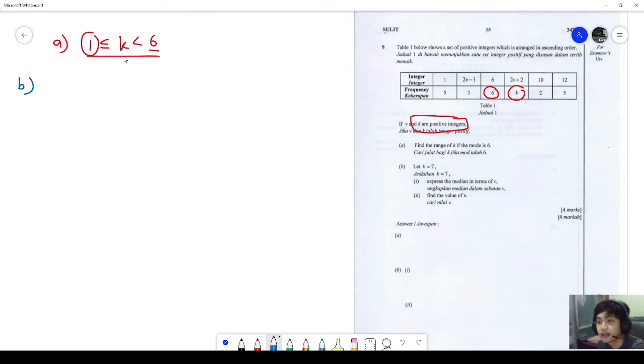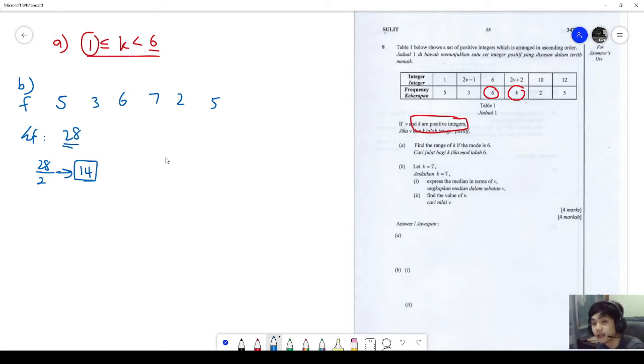Now if we assume that k is 7, our data here, the frequency, is 5, 3, 6, 7, 2 and 5. So our summation of f, our total frequency, is 5 plus 3 plus 6 plus 7 plus 2 plus 5, that is 28. Since the total amount of data is 28, the median is the part in the middle of the data. If we take 28 divided by 2, we will get 14, right? 14 is not the middle of the data, but it represents where the middle actually is. So the first 14 data is on this side.